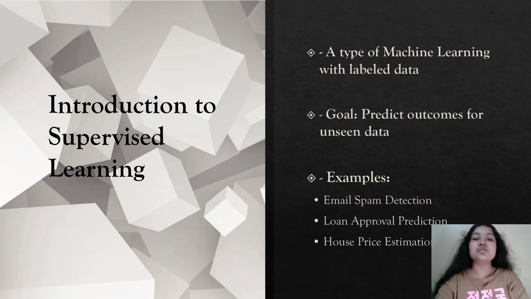Its goal is to predict outcomes for unseen data. After training, the model can predict grades for a new student. For example, spam detection in emails, predicting if a loan will be approved, or estimating house prices.